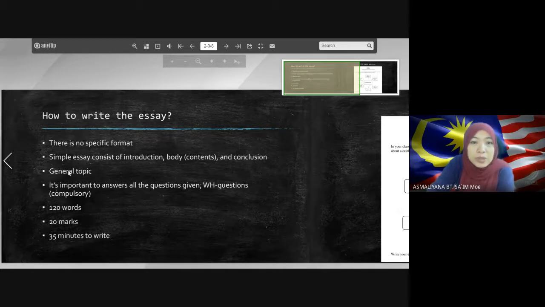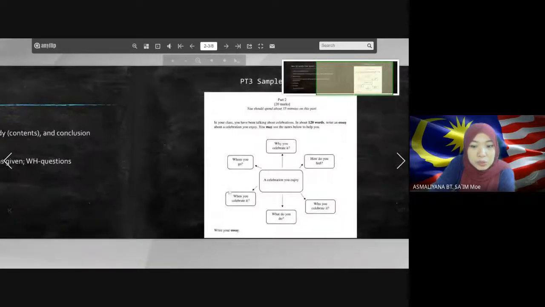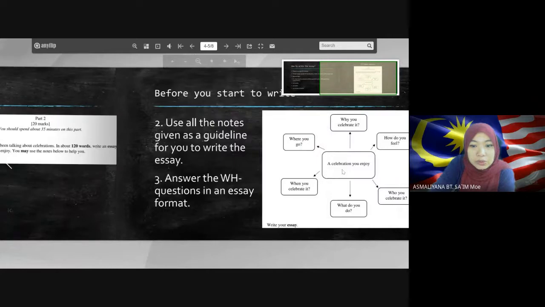Okay, general topic. General topic, you start with general topic. Tadi dia cakap pasal celebration. So you talk about celebration saja. It's important to answer all the questions given. Okay, 120 words, 20 marks, 35 minutes to write. Okay, kita tunjuk dah ni tadi.